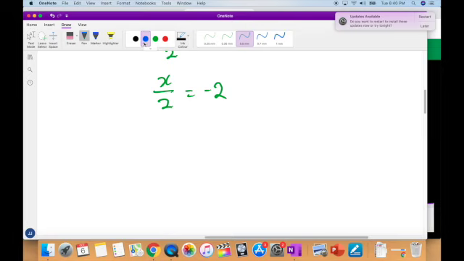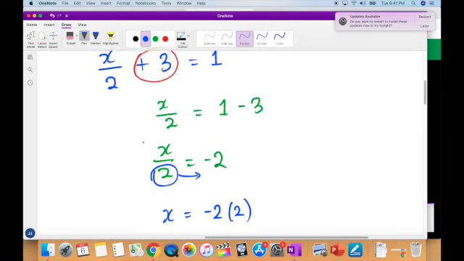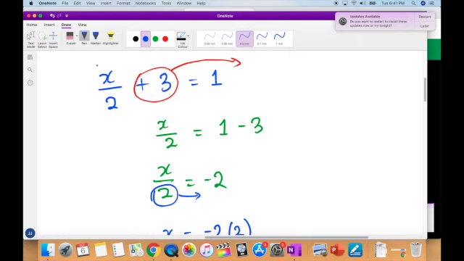And it'll become what? Multiply by 2. Right, so it'll become multiplied by 2. So x is actually equal to negative 4. And if you substitute x back into here, negative 4 divided by 2 is negative 2 plus 3 is 1.